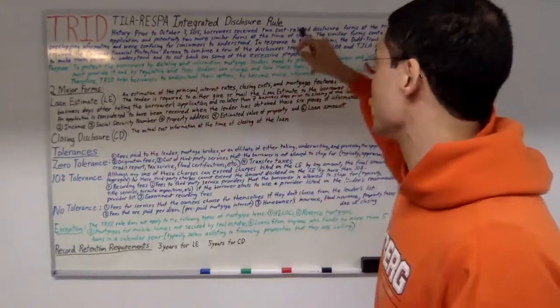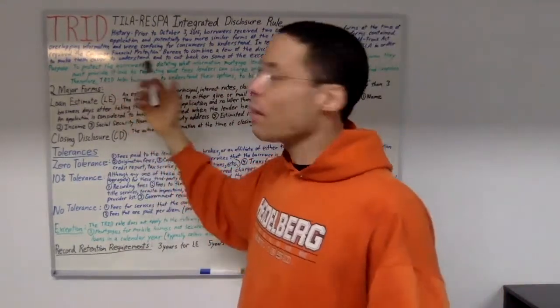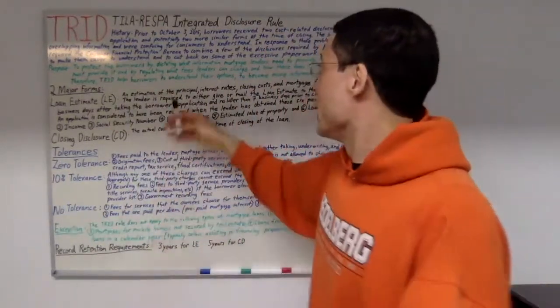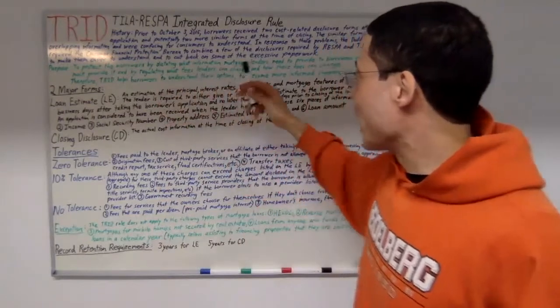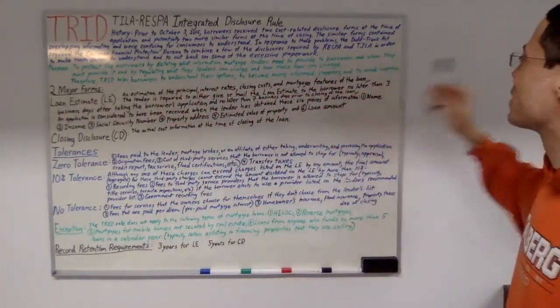So TRID, what is TRID? TILA-RESPA Integrated Disclosure Rule. And it's all about protecting the borrower, helping the borrower to understand their options, to become more informed shoppers, and to avoid surprises.